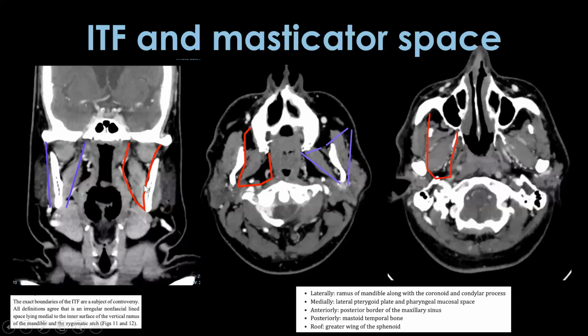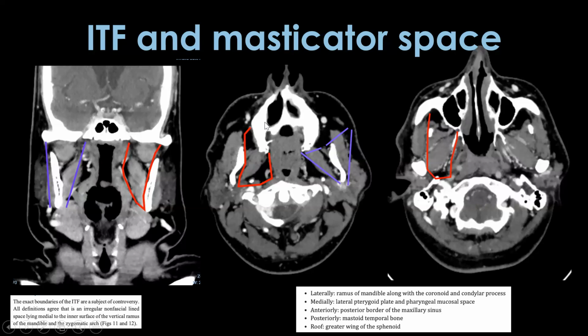What is included in the parapharyngeal region? So this is the pharynx. We can see this fat-containing area, which is the parapharyngeal fat. So that is a part of the infratemporal fossa. It is not a part of the masticator space.